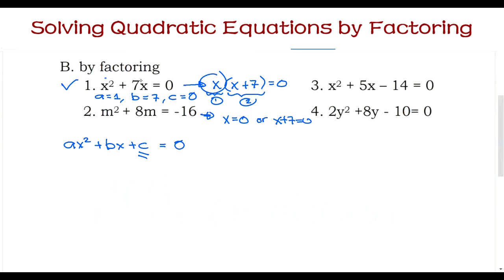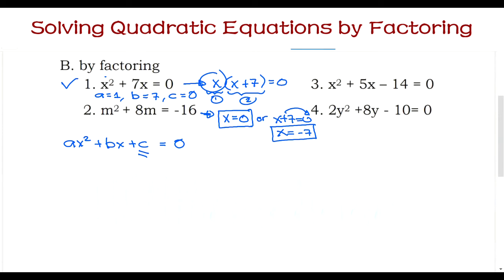So, now we solve for x. Ito, okay na. X equals 0. Dito naman, x equals, itatranspose natin ang 7 sa kabilang side. So, magiging negative 7. Ito yung pangalawang value ng x. So, you see, madaling mag-factor ng isang quadratic equation kapag yung c, the constant term, is 0. Okay, what about the second number?